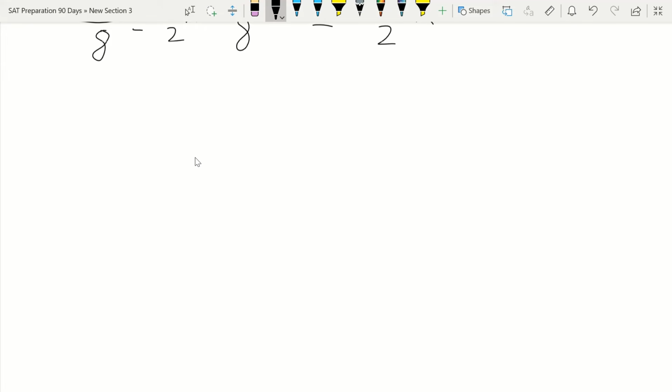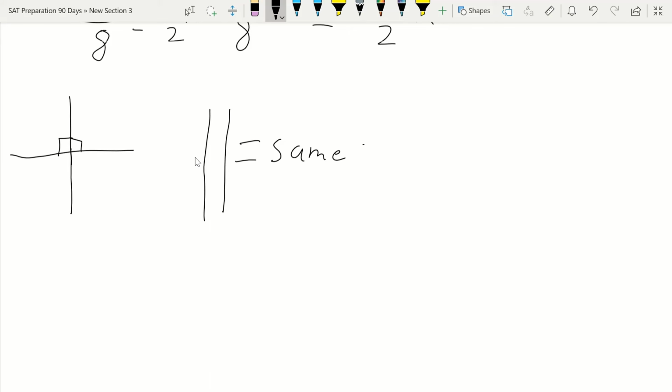So there are two types of lines, right? You've got parallel and perpendicular. So let's go ahead and draw those. A perpendicular line means that it forms a 90-degree angle, so a right angle with another line. Now a parallel line means that two lines are parallel, right? They have the same slope. So these have the same slope and they are parallel.